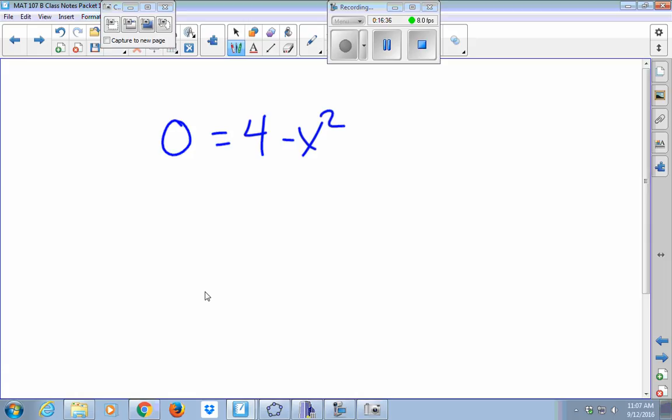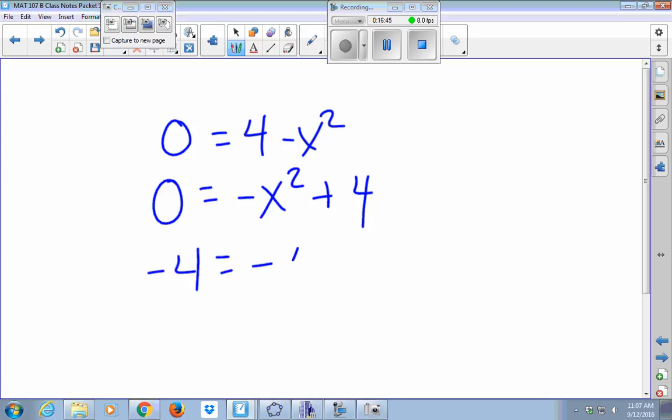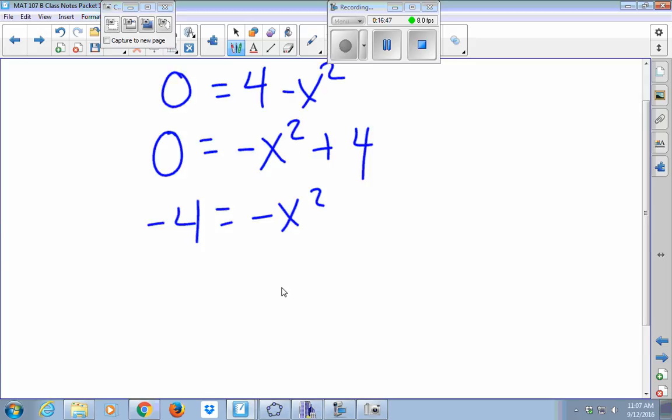Yep, okay. So you want to do 0 equals negative x squared plus 4? Okay, subtract 4 from each side. Okay, you're all set, Angela. Where would you go from here, Molly?